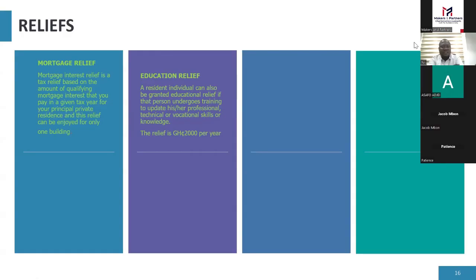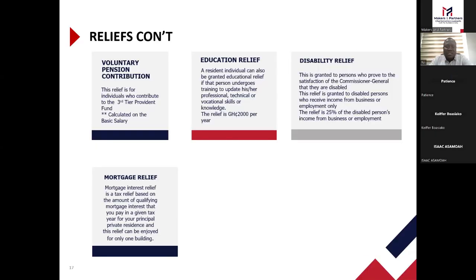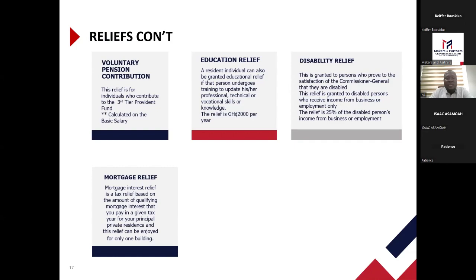Then we have the education relief, which is not for, let me say, continuing education, but it's basically for additional knowledge, upgrade of additional knowledge in terms of professional or technical or vocational skills. The relief is 2,000 cedis per year. So in case you want to undertake your master's degree, that is not a relief.